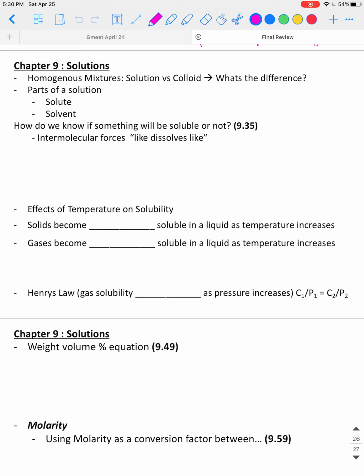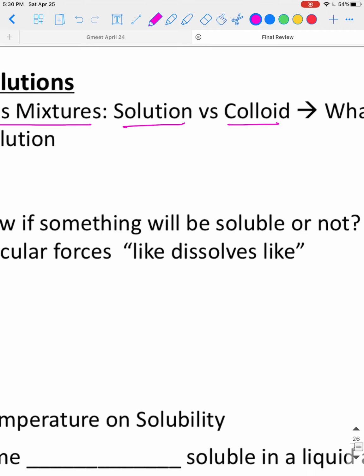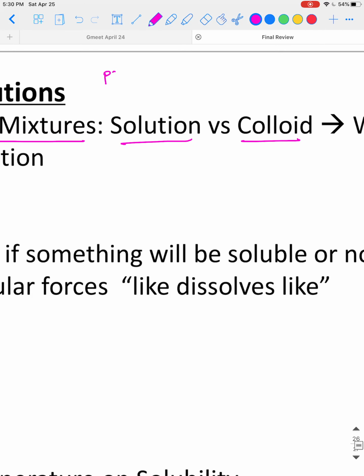Okay, chapter 9, this was the chapter on solutions. So we needed to first off categorize what kind of matter is a solution. Well, a solution is a homogeneous mixture, and under the umbrella of homogeneous mixtures, you can either have a solution or a colloid. What is the difference? Okay, it's important for you to know the difference. It all has to do with particle size.